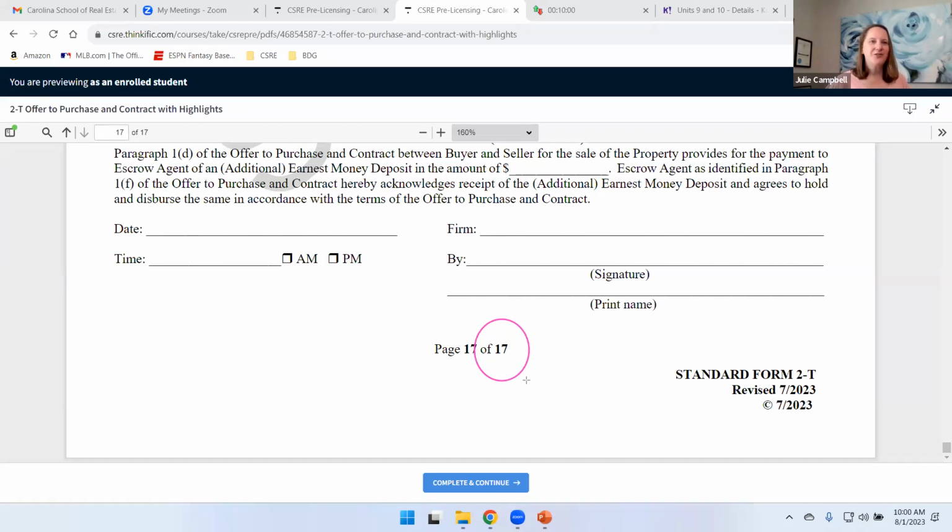Where are we going to be 10 years from now? I don't know, but I can almost promise you it's going to be more than 17 pages. So be prepared for changes in the forms. Be prepared for updates, because it's just part of the business, it's part of the industry.